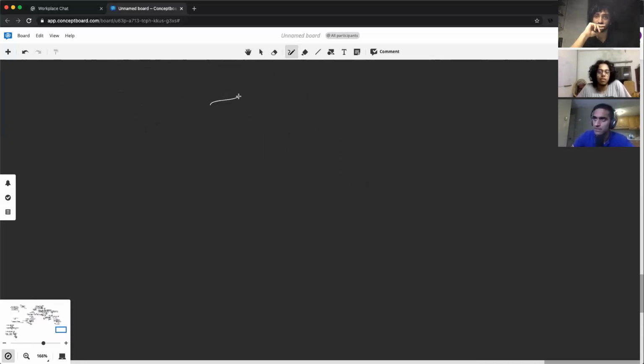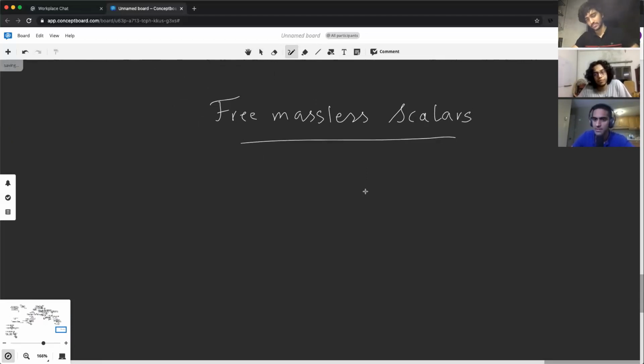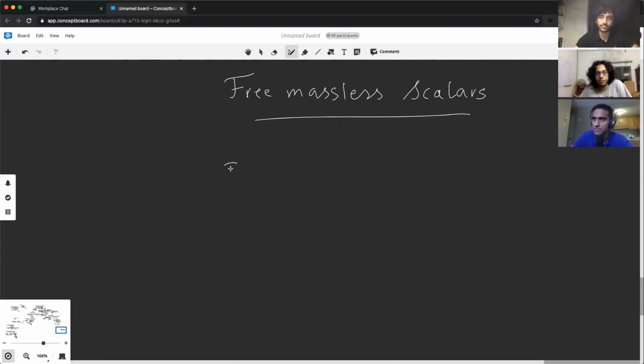And so we'll look at free massless scalars. Right, so this is textbook stuff. You have an action, in d dimensions. And then you have equations of motion that come from varying this action.